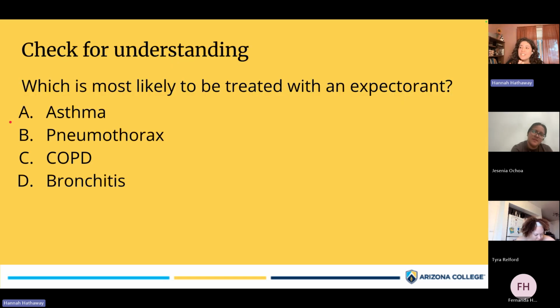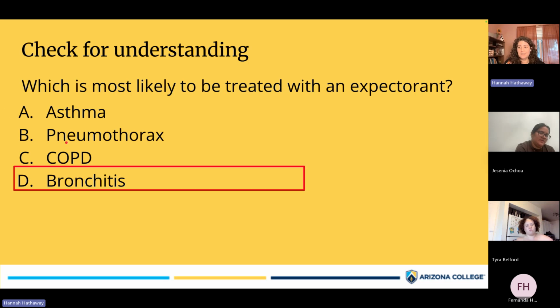Which is most likely to be treated with an expectorant? Think about it for a second. Okay, so expectorants help with expectoration, which is coughing up phlegm, coughing up sputum. So in other words, which one has a sign or symptom that has to do with coughing up sputum? And that would be bronchitis, or I should say acute bronchitis would be a better answer there.